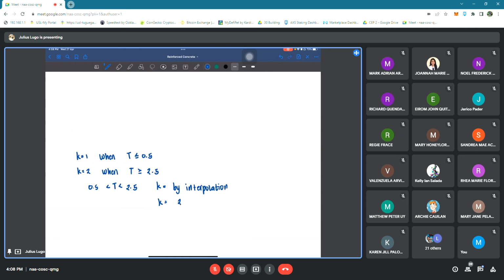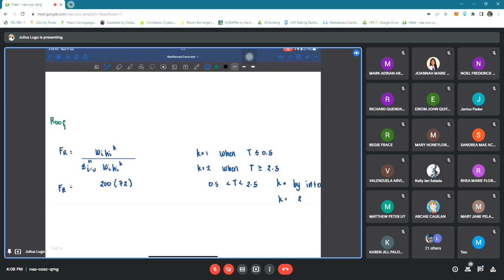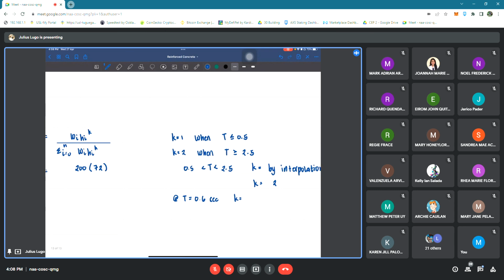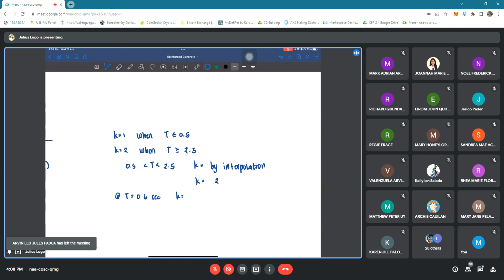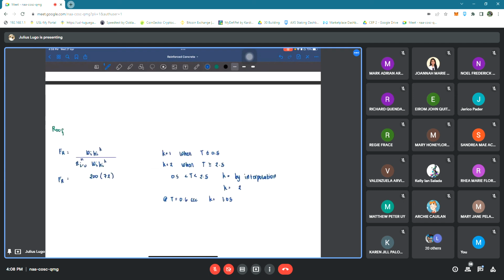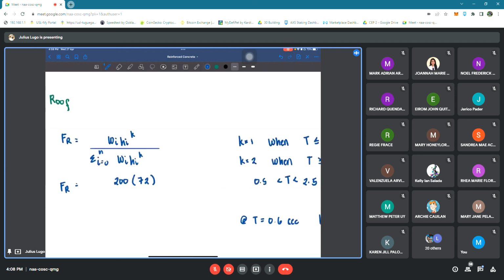So if you're going to interpolate the value of K, since our T is actually 0.6 seconds, what is your K value? You know how to interpolate, guys, right? So I believe your K value will be equal to 1.05. You just interpolate that, guys. It's linear interpolation, so you can do that. So I'll just put 1.05 here.